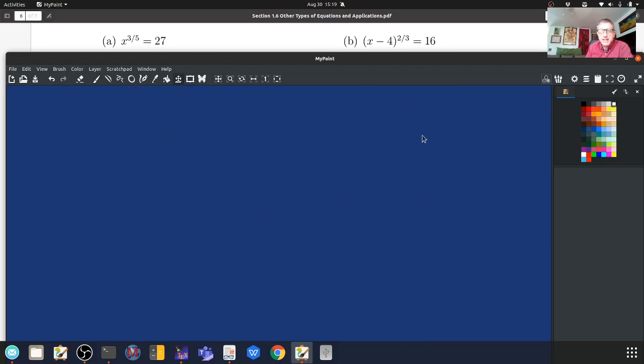However, B is going to pose a little bit of thinking. So I have x minus 4 to the 2/3 is equal to 16. Since this is 2 up here, I'm going to write 16 as a power of 2. It's 2 to the 4th. 2, 4, 8, 16.